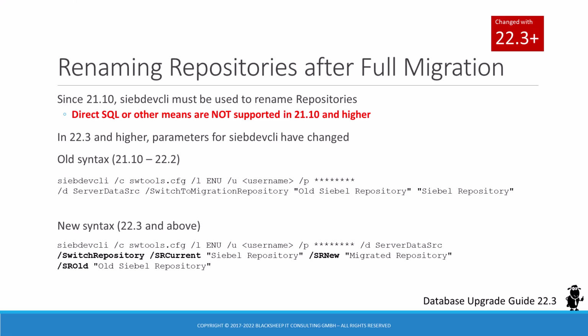With 22.3, administrators engaging in the task of deploying changes from development to test or production environments using the Siebel migration application have to use a new command line to rename the repositories after full migration.